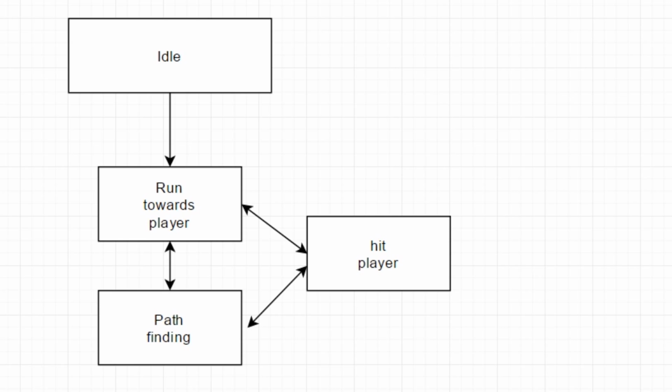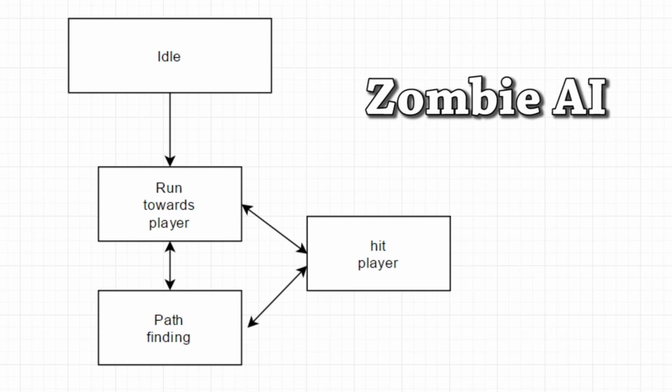Now before you create your AI, it's good practice to plan it all out with all the different transitions between the states and what you want to happen on each state. So here is the basic model for what we'll be creating in this tutorial. So we're going to have an idle state, we're going to have a state that runs towards the player, then joining to that we're going to have a state that has pathfinding.